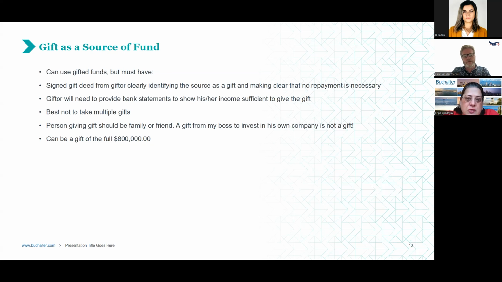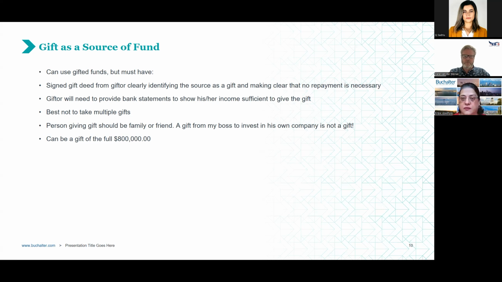Right. So gifts as a source of funds, you can absolutely use gifts. You can use it for a partial amount or you can use it for the full amount. The one thing I would caution is best not to take multiple gifts, right? It's fine to take a gift from an uncle or an aunt or a parent. But when you start taking gifts from your neighbor and your third cousin twice removed, or worse yet, from an employer, and in terms of the direct investment, I see this often, right? My business partner is willing to give me a gift, but the funds have to go back into the business. At that point, USCIS is going to question whether it really is a gift.